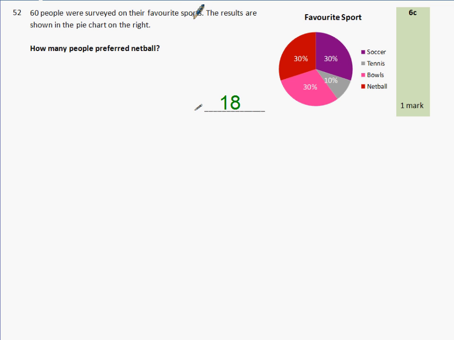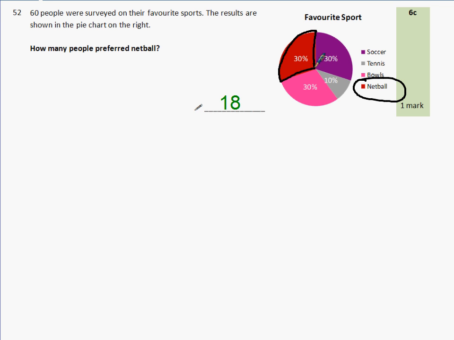60 people were surveyed on their favourite sports. The results are shown in the pie chart on the right. How many people preferred netball? So first things first, identify which is the netball sector. Netball is in red, and it's this one here.